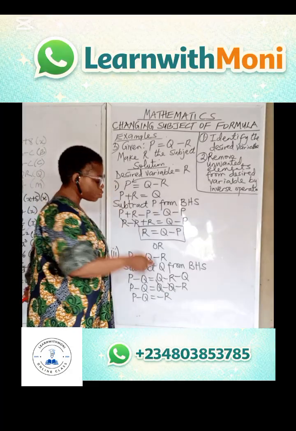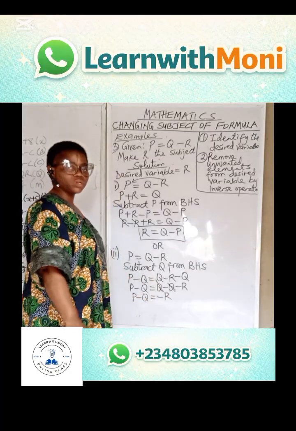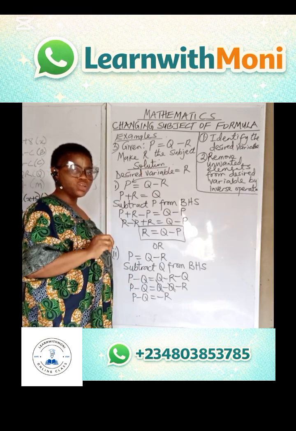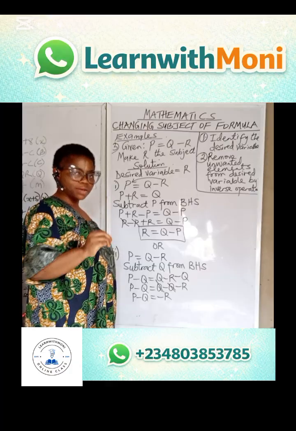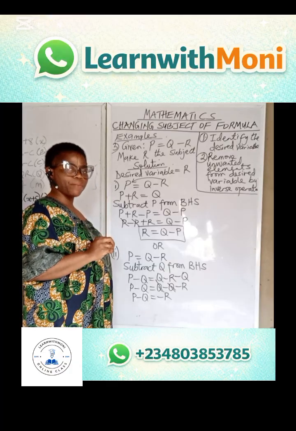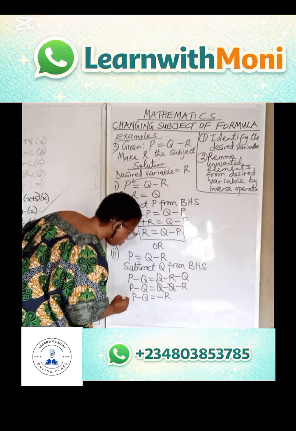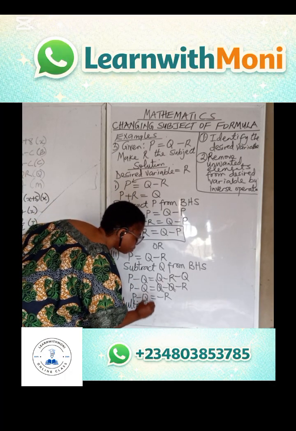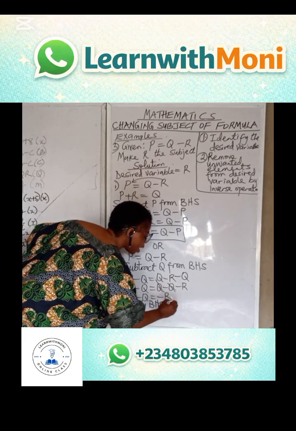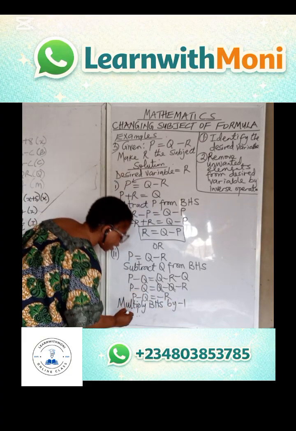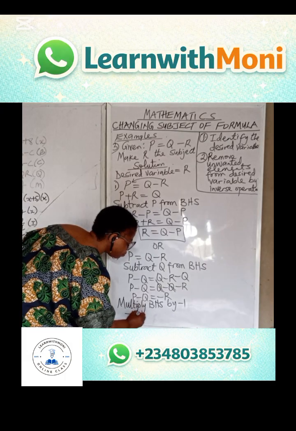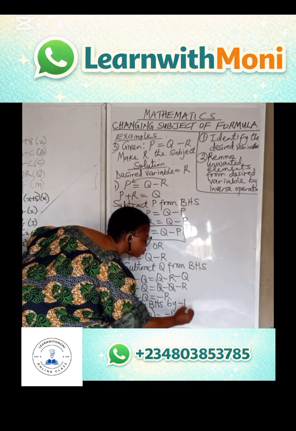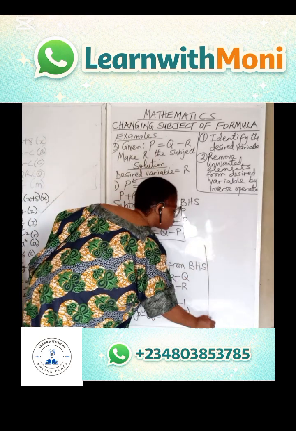There are two ways to get rid of this negative sign with R. You either multiply both hand sides by -1 or you divide both hand sides by -1. I am choosing to multiply both hand sides by -1, so that I have -1 times (P minus Q) equals -1 times (-R). Let us continue here.